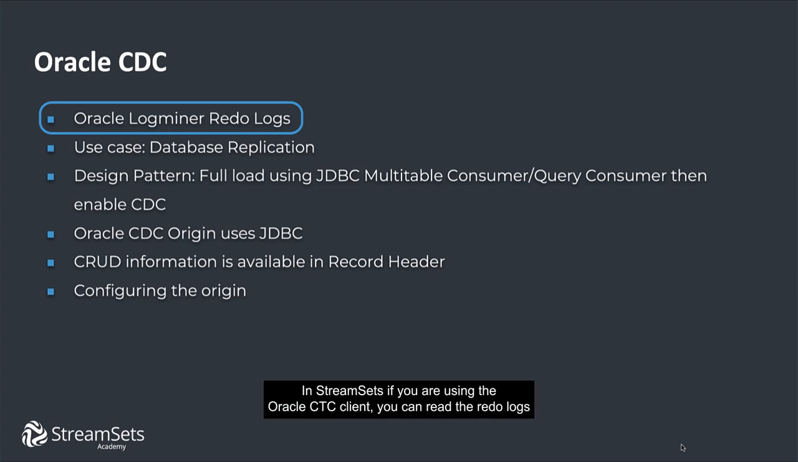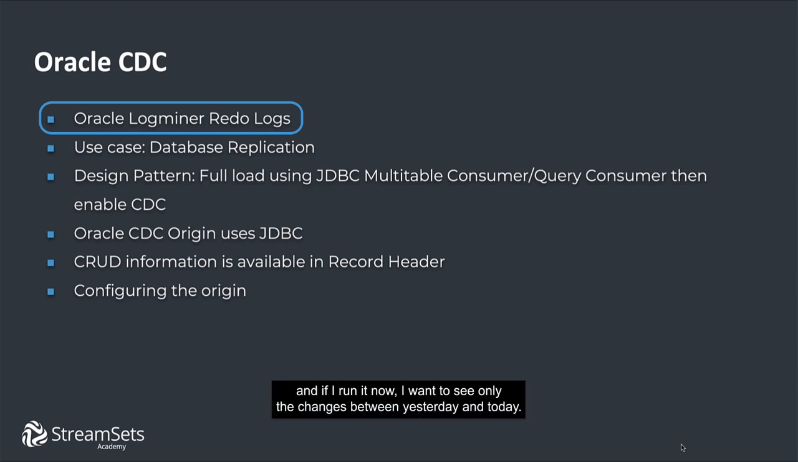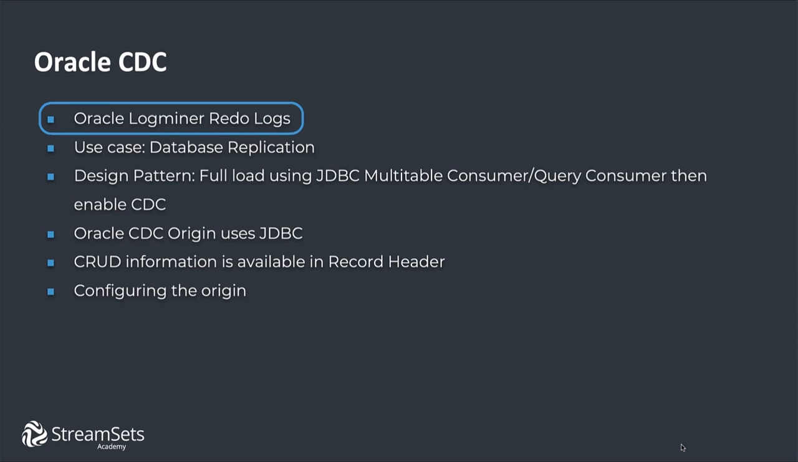In StreamSets, if you're using the Oracle CDC Client, you can read the redo logs in one of three ways. You can set it up to say, from this date onwards, I want to start reading the changes. You can say that if I ran this pipeline yesterday and I run it now, I want to see only the changes between yesterday and today. And you can also provide an SCN for it. SCN is a system change number, which is incremented every time a change happens on the database. So you can configure your pipeline to use one of these three.